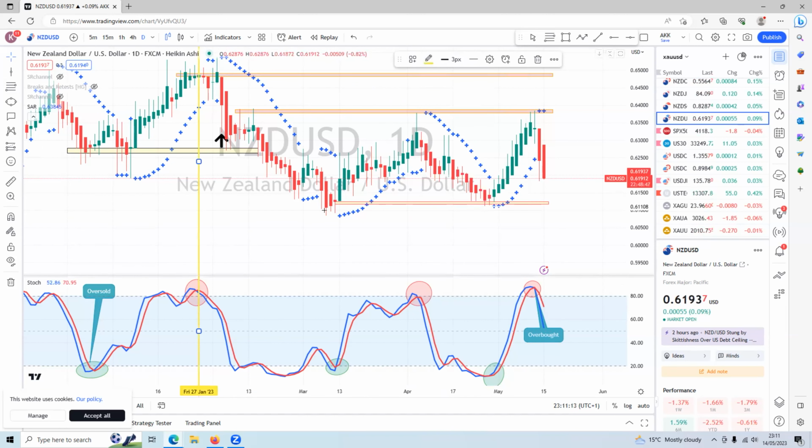Let's make it yellow probably. Here you go. So you got a vertical line here. So we see around this level here, price is up here. All right. Price is right around here. So your blue crosses below the red.